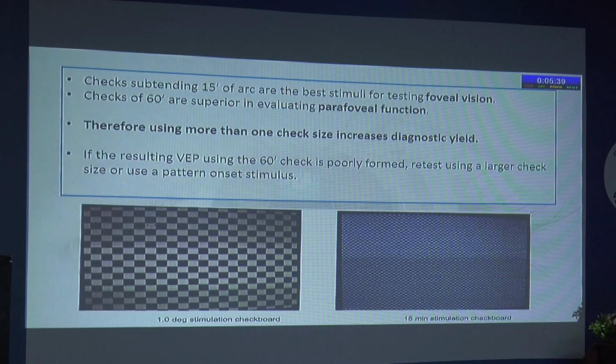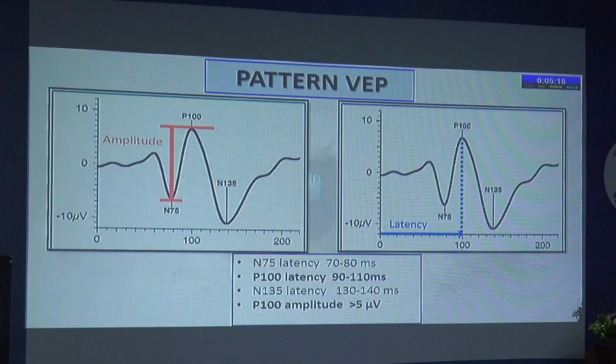Now, checks which subtend an arc of 15 minutes are the best stimuli for testing foveal vision, and larger checks of 60 minutes are superior in evaluating parafoveal function. So, when we are using more than one check size, this increases the diagnostic yield. If the resulting VEP using the 15-minute check is poorly formed, then we need to retest it using a larger check size or use a pattern onset stimulus.